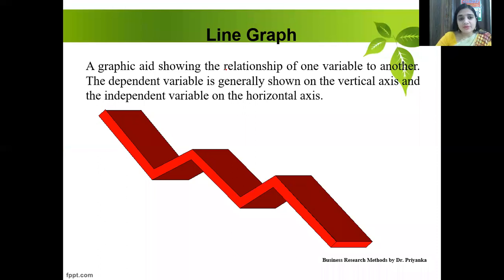Then line graph. Graphic aids showing the relationship of one variable to another. The dependent variable is generally shown on the vertical axis and the independent variable on the horizontal axis, like this. Vertical axis would be common, and then the independent variable would be shown on the horizontal axis. This is an example of a line chart.